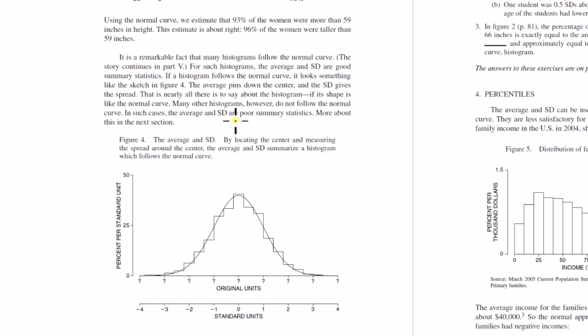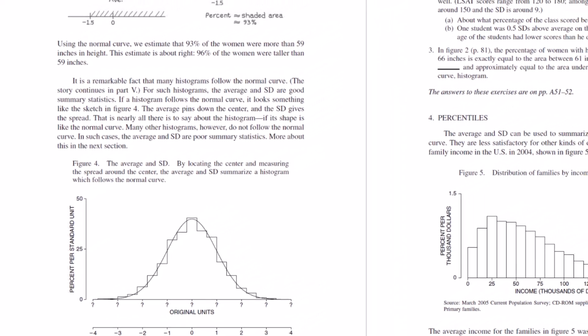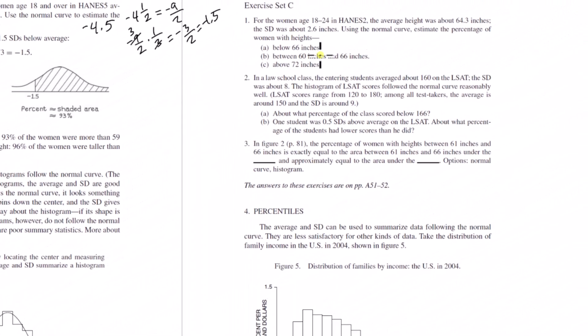The average and the standard deviation are great for data that's normally distributed, but they're a poor descriptive statistic for data that isn't distributed normally. And so how do you describe that kind of data? We're going to talk about this in the next section. Okay, let's go ahead and work the example problems for this section here in this video.